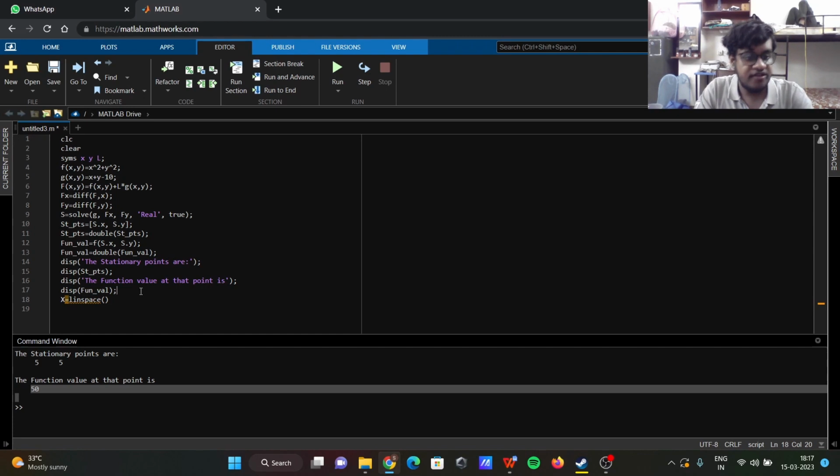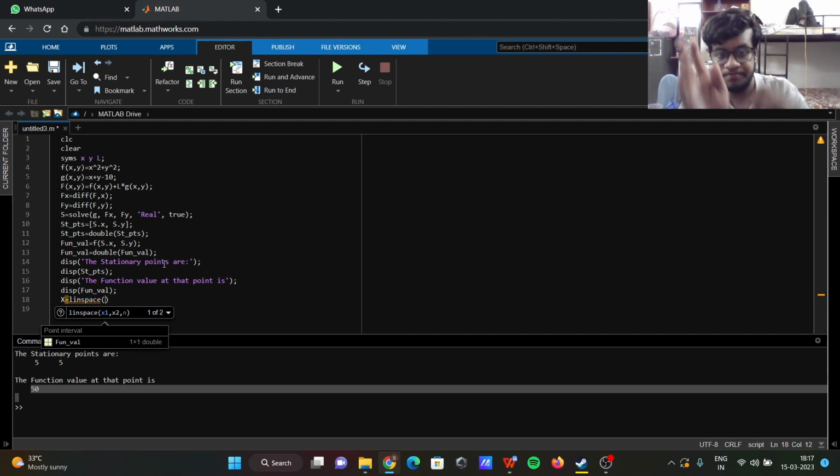Now, why do we need linspace here? Because the plot function that we are going to use and the surf function cannot take actual functional values. They do not know where these functions are being defined. We need to define them on a plane, on a 2D or 3D axis.